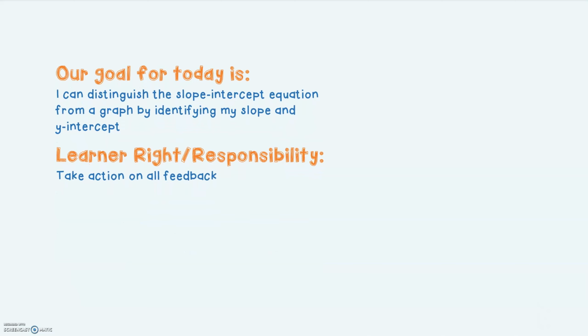All right, our goal for today is that I can distinguish the slope-intercept equation from a graph by identifying my slope and y-intercept. And our learner responsibility for today is to take action on all feedback.